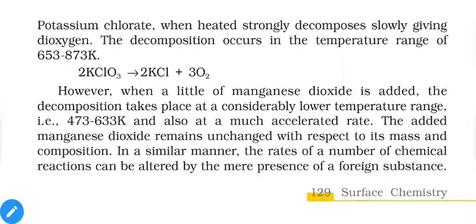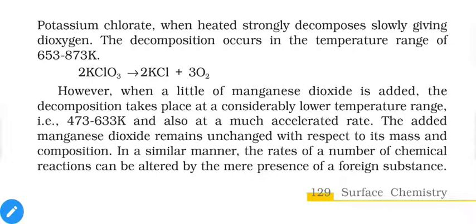So in starting, effect of catalyst, one example is mentioned which represents the effect of catalyst. Potassium chlorate when heated strongly decomposes slowly giving dioxygen. The decomposition occurs in the temperature range of 653 to 873. That means it is comparatively very high temperature, and our simple reaction is KClO3 gives KCl and O2.